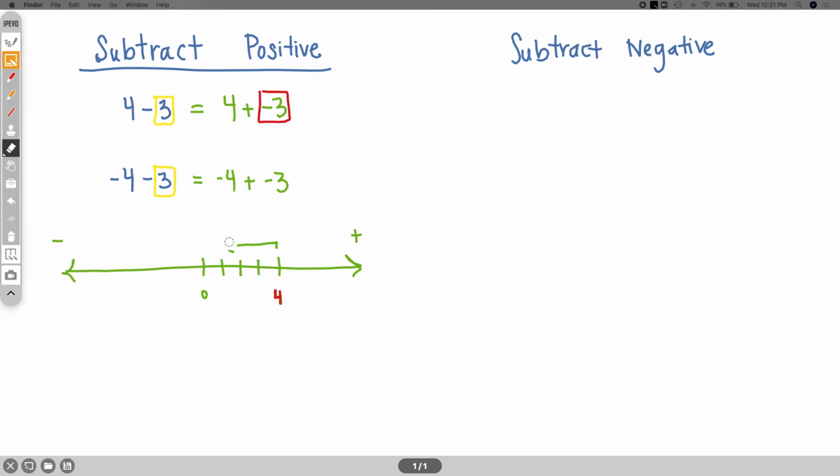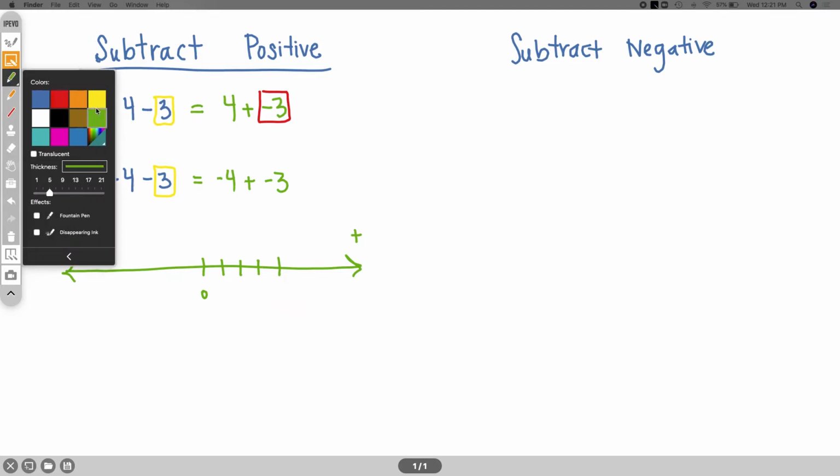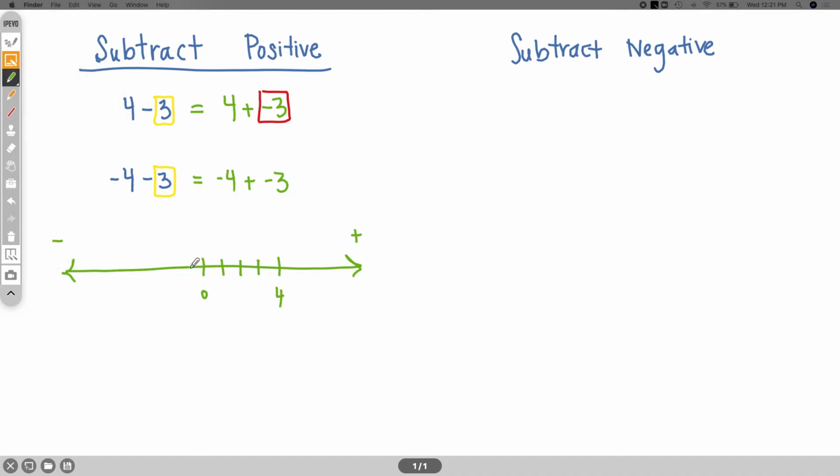So with this bottom one, same idea, only difference is where I start. So here I started at 4, which is fine. We could also start at negative 4. And then we're subtracting, so we go in the negative direction 3 units. And that's the same as adding negative 3, because when we add a negative integer, we go in the negative direction, right? So minus 3 is the same as plus negative 3. Minus 3 plus negative 3, those are the same.